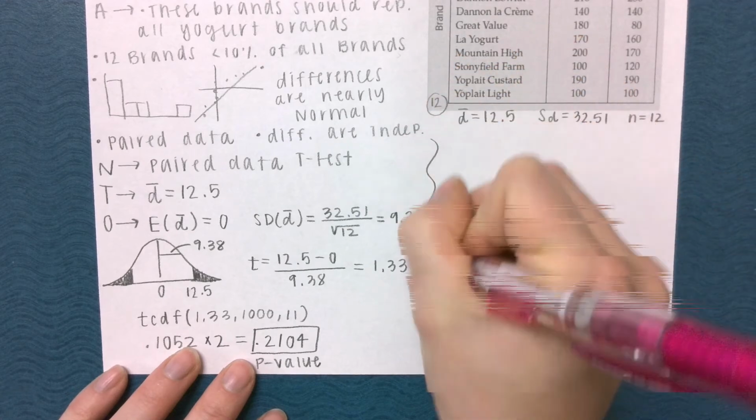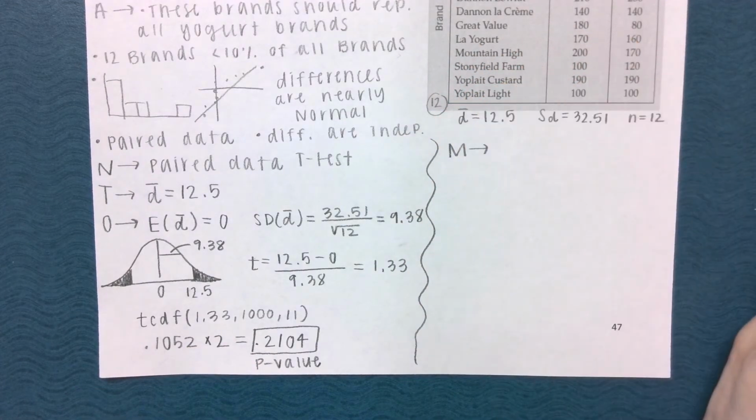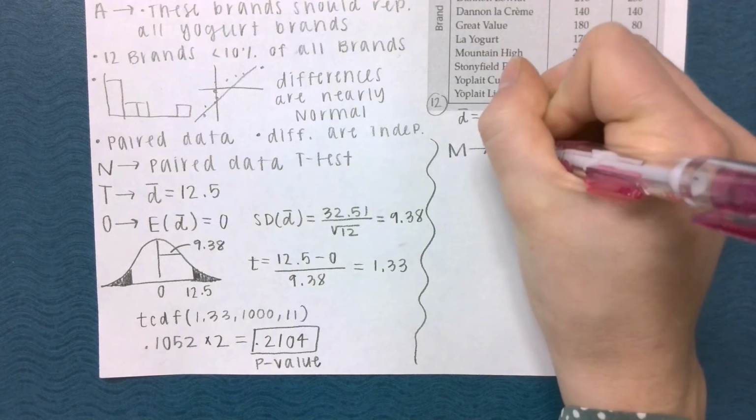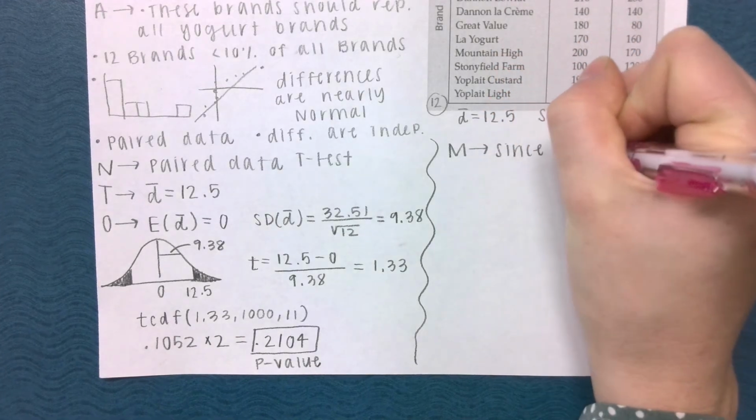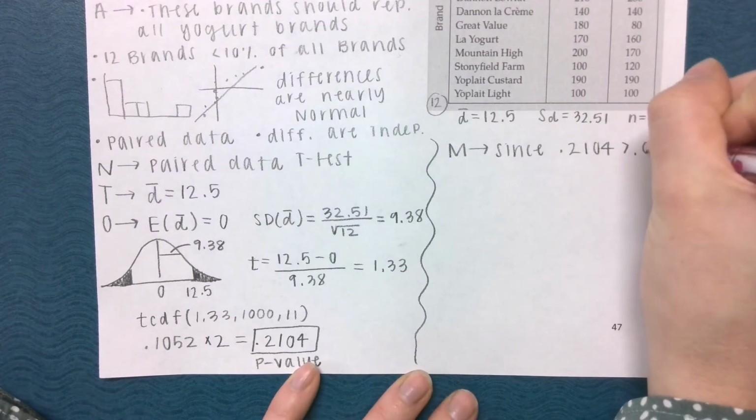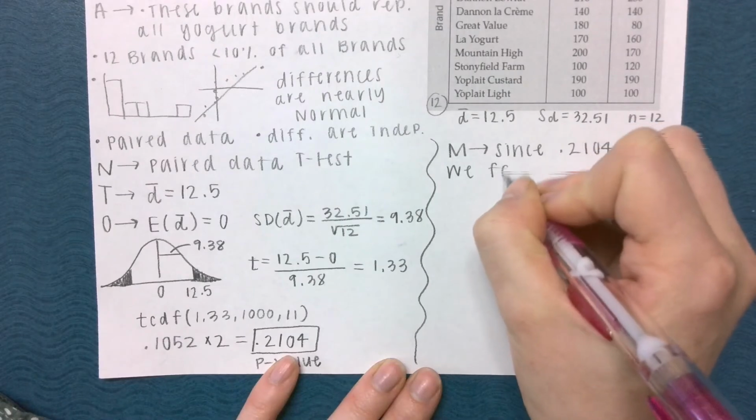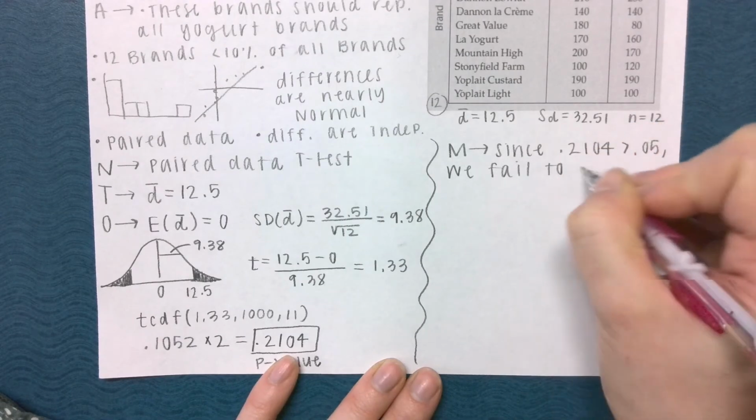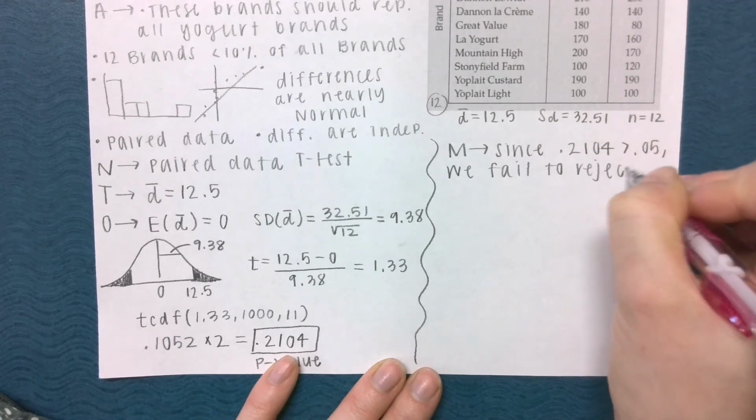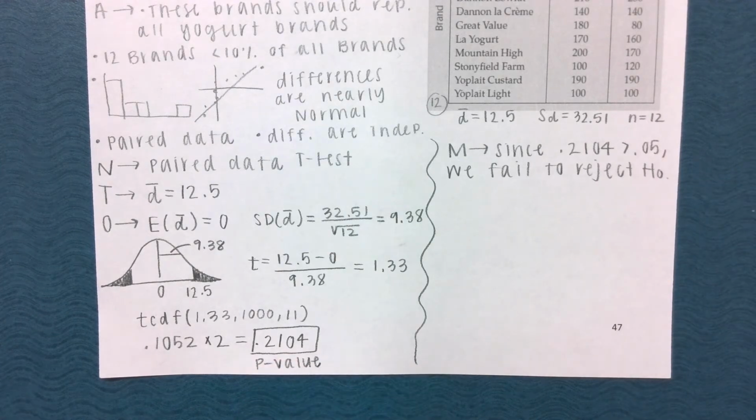Okay, we're almost there. Now that I have that p-value, I can go ahead and make a decision. So I'm going to say since 0.2104 is greater than 0.05, we fail to reject. Okay, that p-value is greater. If p is too large, then we fail to reject.